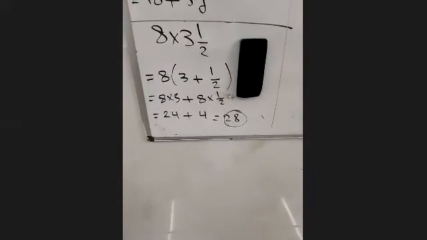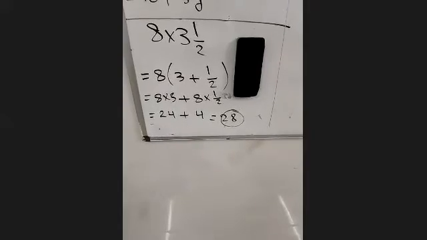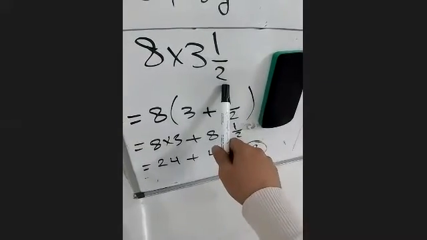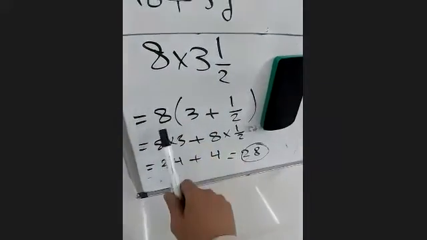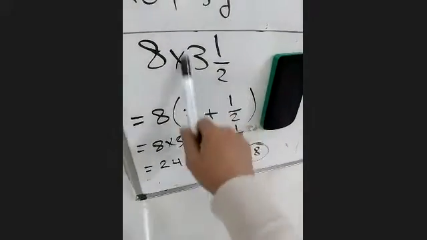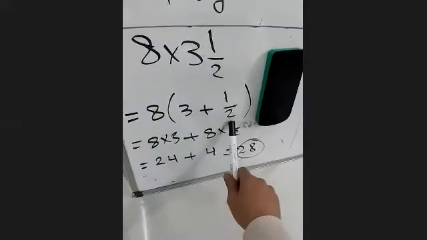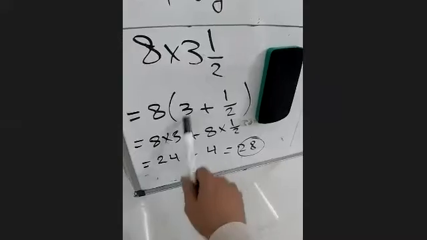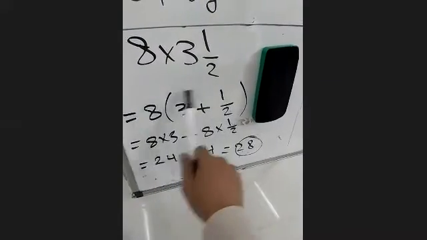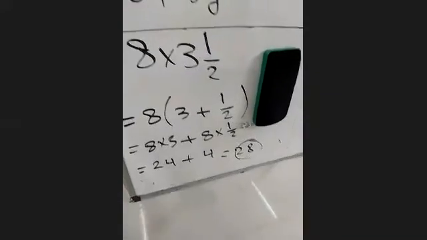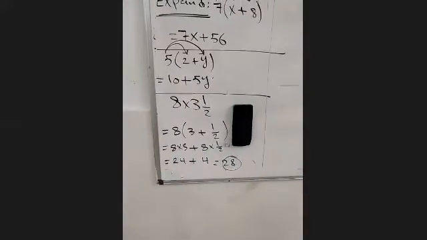8 multiply 3.5. Got it? Yes. Now the 8 is still 8. Then we open a bracket. 3.5 we make it 3 plus half. Then we distribute: 8 multiply 3 plus 8 multiply 1 half, over 2, and get the answer. Now just example 3.